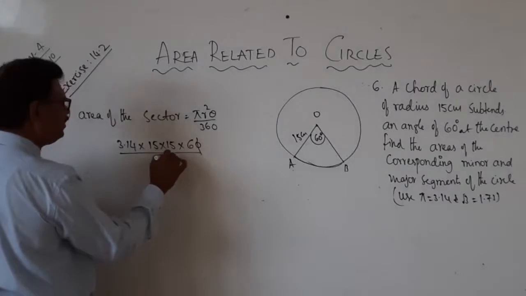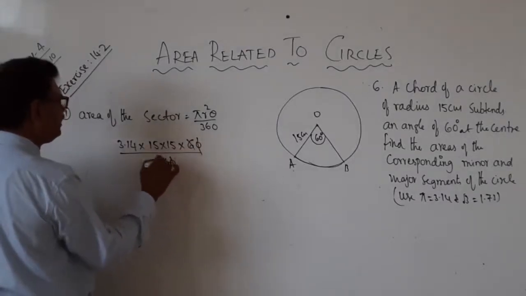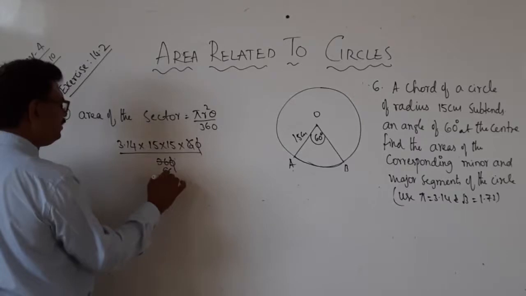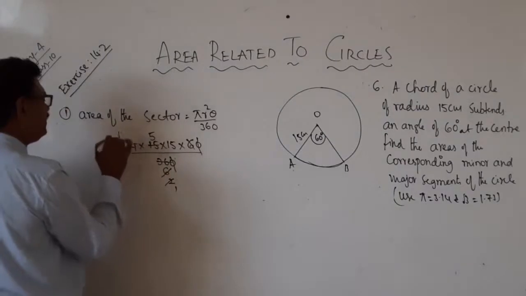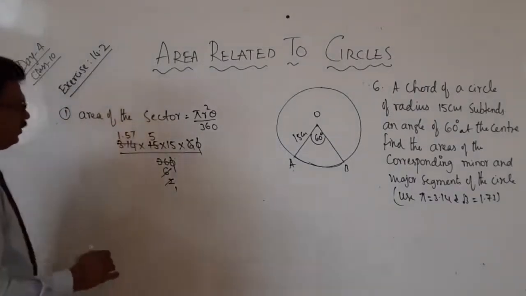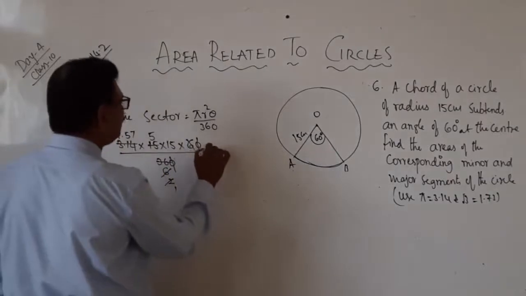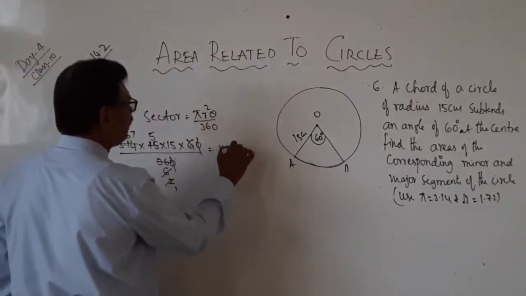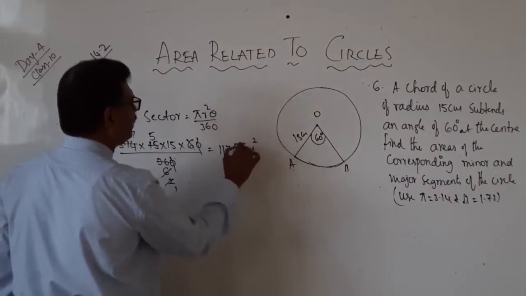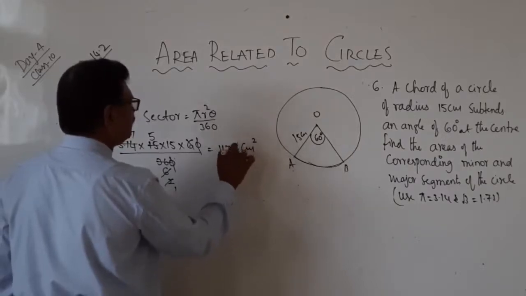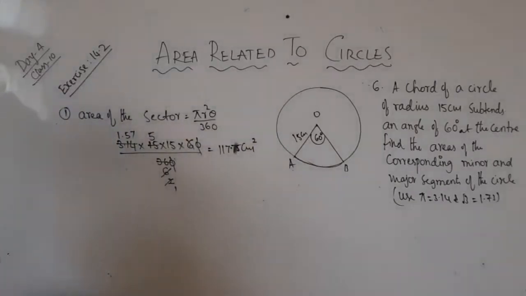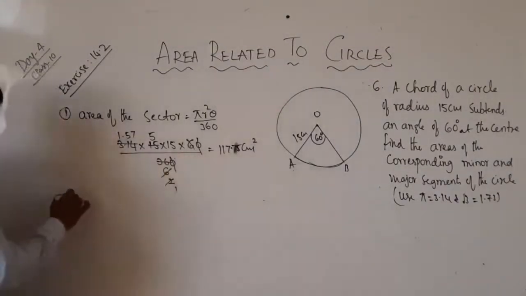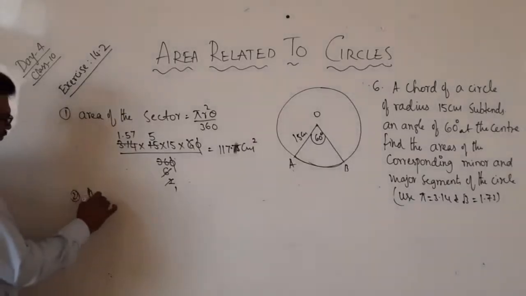Okay? When you do this, it will come around 117.75 centimeter square. Okay? Any doubt for you? Yes. Next, second one, we will find the area of the triangle.